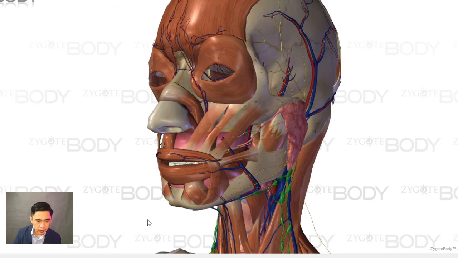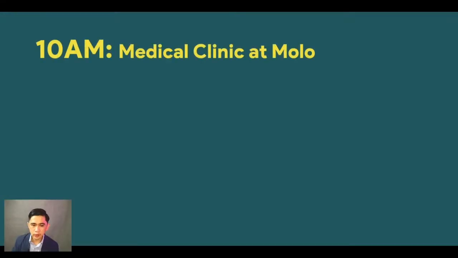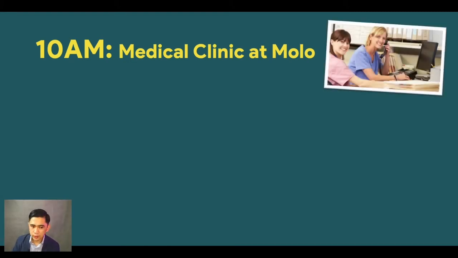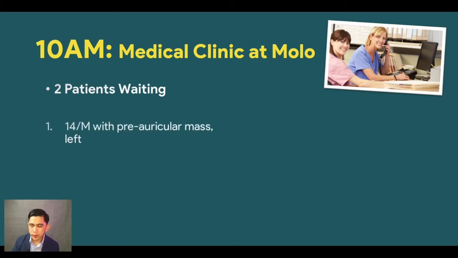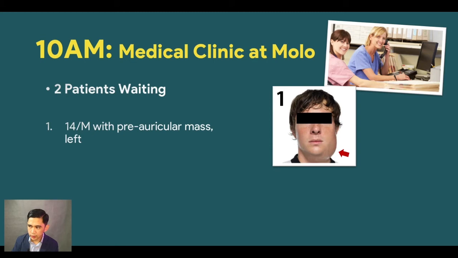Now let's go to our next activity for the day as young doctors, which is at 10 a.m. We have to go to the medical clinic at Molo to see some outpatient patients. When you arrive there, the nurses inform you that you have 2 patients waiting. The first one is a 14-year-old male with a pre-auricular mass on the left, meaning in front of the auricle, here, there's a mass. The second patient is a 22-year-old female complaining of a stiff neck.